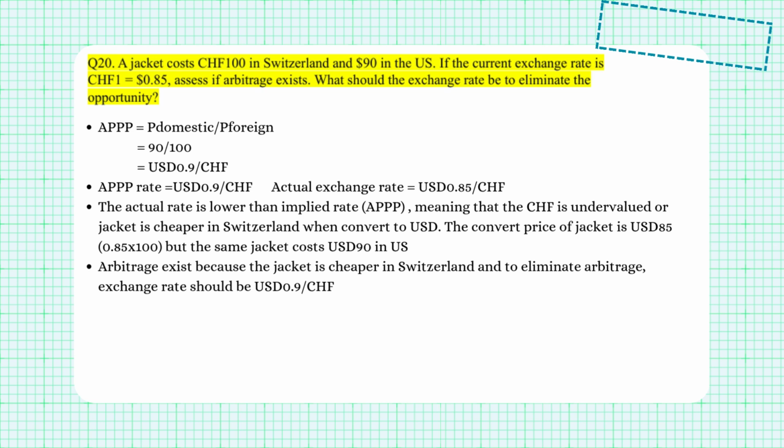The actual exchange rate is lower than the implied rate, meaning that the Swiss franc is undervalued, or the jacket is cheaper in Switzerland when converted back to USD. The converted price of the jacket is 85 USD. So how do we get 85? It is 0.85 times 100, but the same jacket costs 90 USD in the US. So arbitrage exists because the jacket is cheaper in Switzerland, and to eliminate arbitrage, the exchange rate should be 0.9 US dollar to 1 Swiss franc.